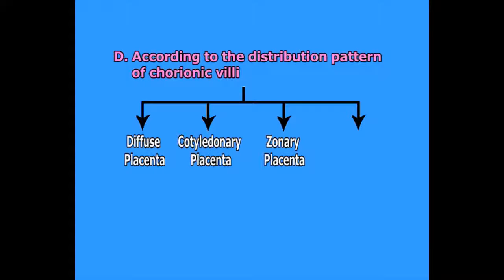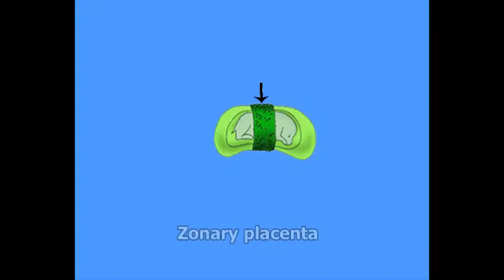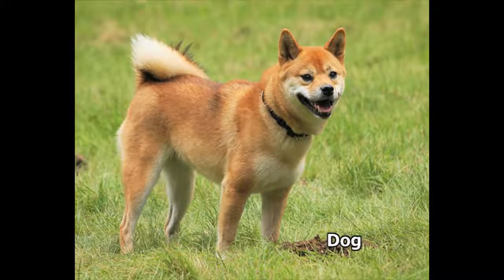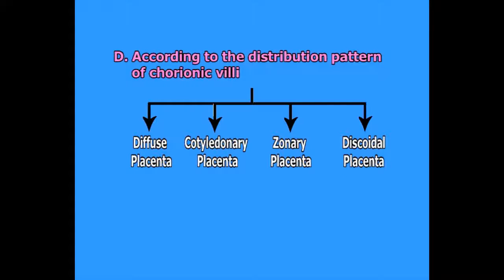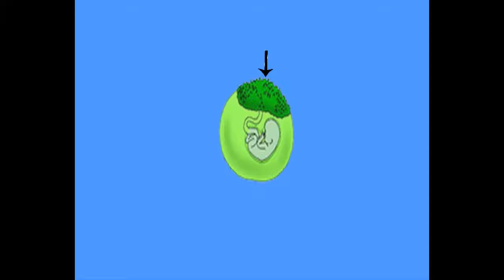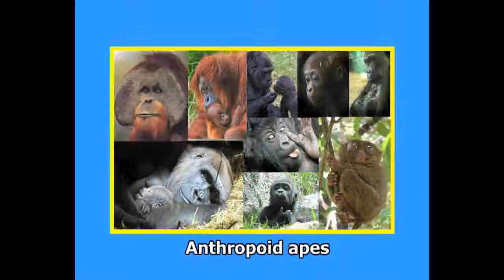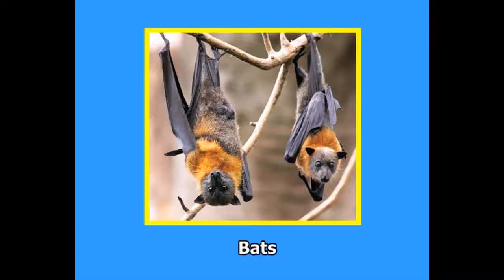Number 3. Zonary placenta. The villi are arranged in the form of a belt around the middle of the chorionic sac. Example, cat and dog. Number 4. Discoidal placenta. The villi are restricted to a small disc-shaped area of the blastocyst and hence known as discoidal placenta. Example, insectivores, rodents, Anthropoid apes and bats.